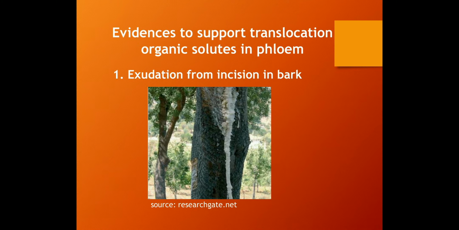Coming to the evidences to support the translocation of organic solutes in phloem, the first one is exudation from the incision in bark. When an incision is made in the bark of a deciduous tree, there is an exudation of liquid containing sugars in high concentration. A careful examination reveals that the exudate comes from the sieve tube elements.